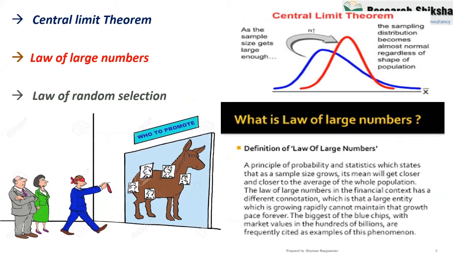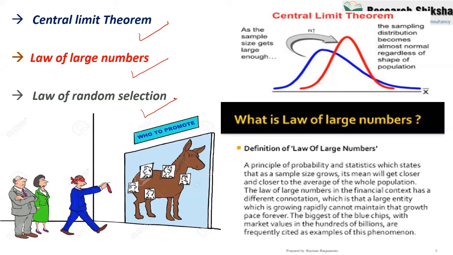Let me discuss them. These three laws you can see here: central limit theorem, law of large numbers, and law of random selection. The central limit theorem says that if you increase the sample size, the distribution of the variables tends to be normal. The more you increase the sample size, the more normal the distribution of your variables becomes.